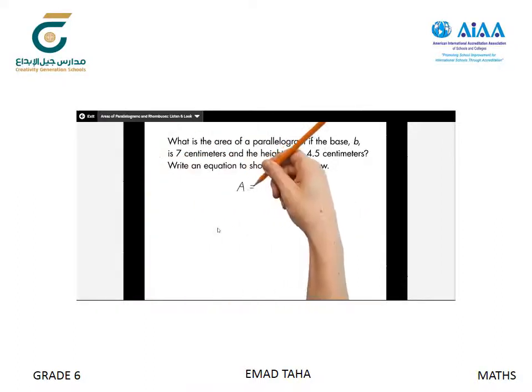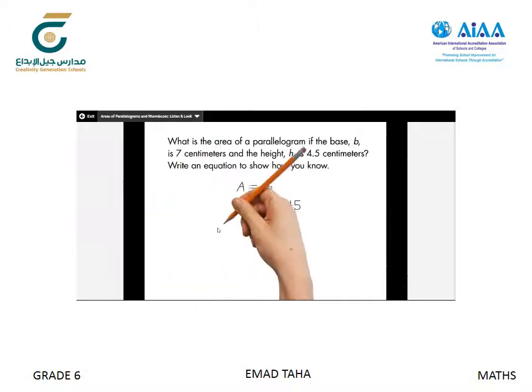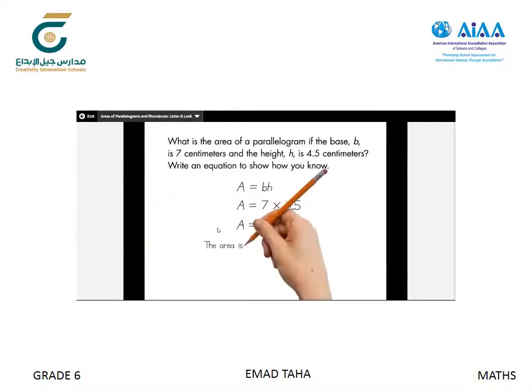Listen and look for other students who write the formula for the area of a parallelogram. Then they substitute the given values for the variables in the equation and multiply to find that the area of the parallelogram is 31 5/10 square centimeters. These students show an understanding of how to apply the formula for the area of a parallelogram, which they derived from the formula for the area of a rectangle. This understanding will help students find the areas of more complex polygons.